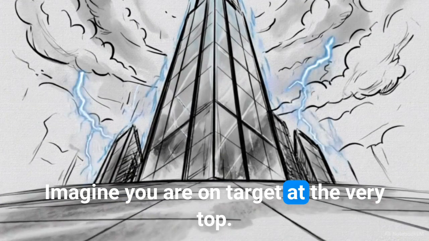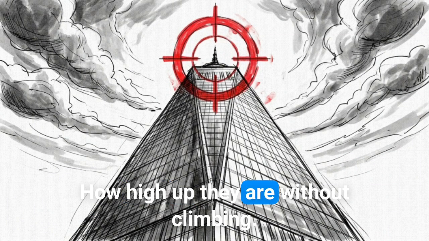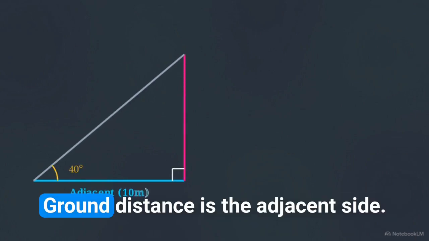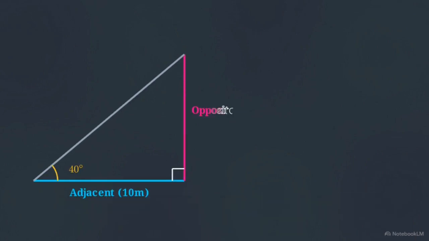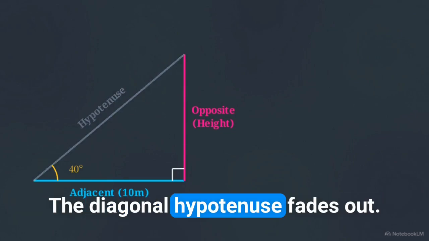Imagine you are on target at the very top, and you need to figure out exactly how high up they are without climbing. This wireframe forms a right triangle. Ground distance is the adjacent side. Vertical height is the opposite side. The diagonal hypotenuse fades out.